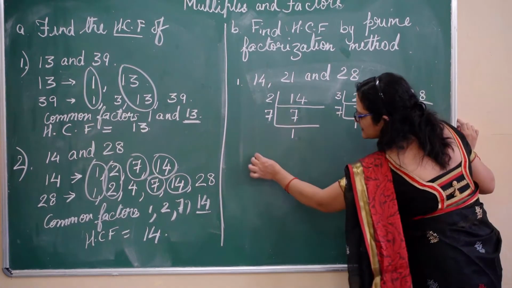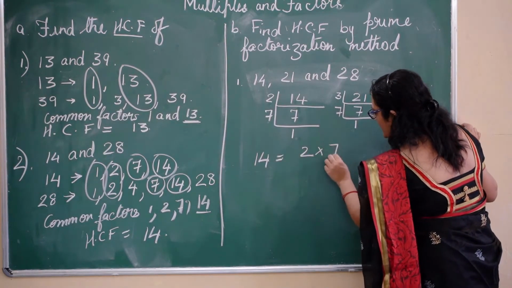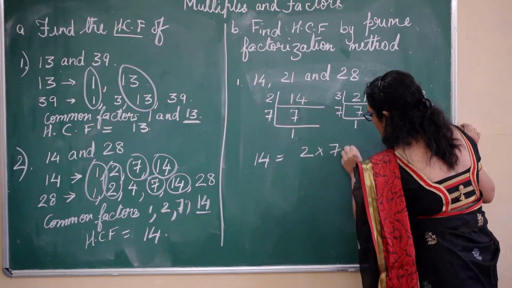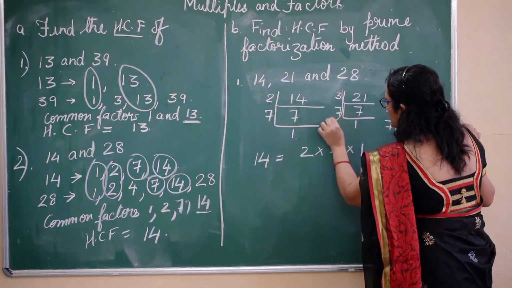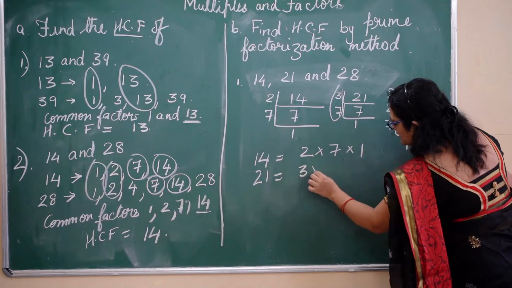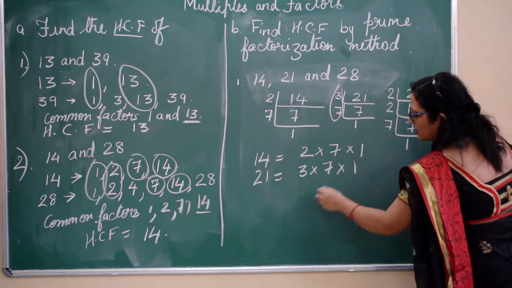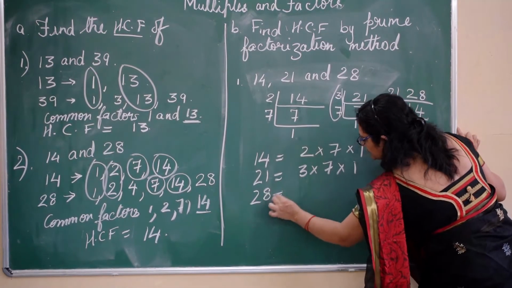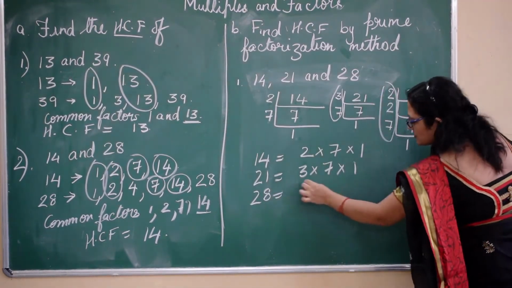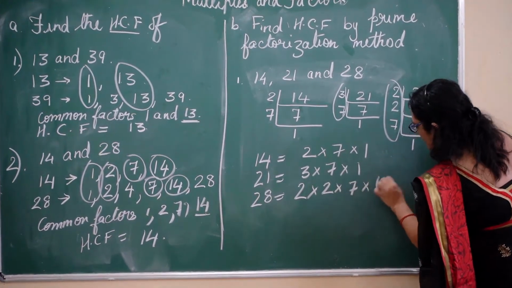Okay, now how to write? 14 is equal to 2 multiplied by 7 multiplied by 1. These numbers we will take. 21 is 3 multiplied by 7 multiplied by 1. Now 28: these numbers, 2 multiplied by 2 multiplied by 7 multiplied by 1.